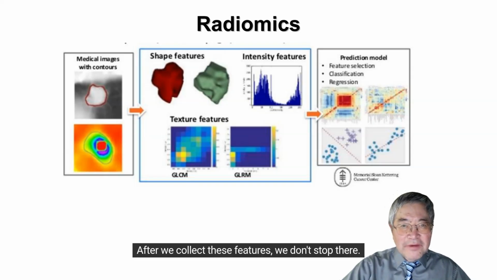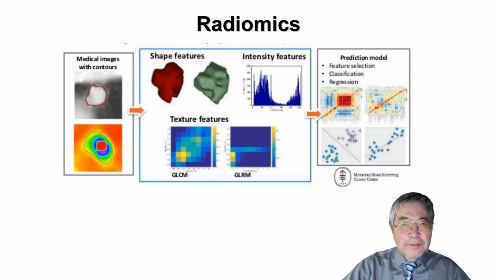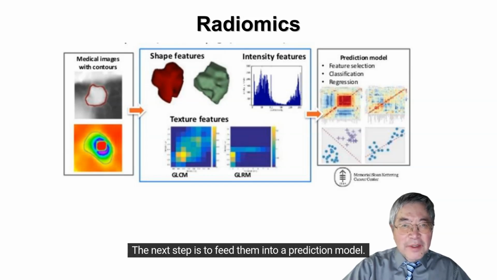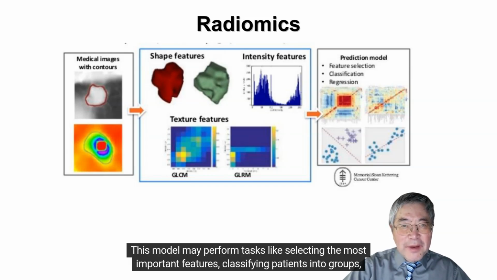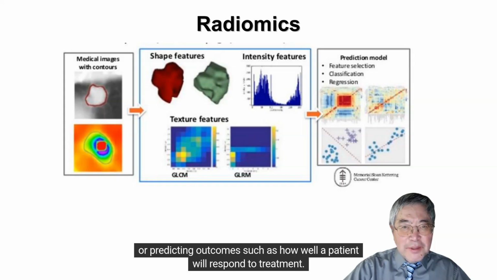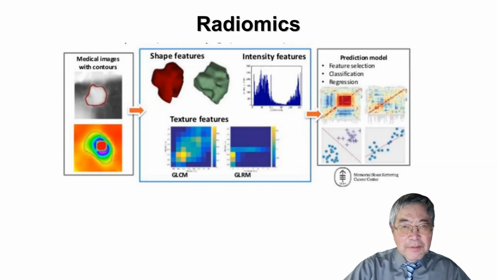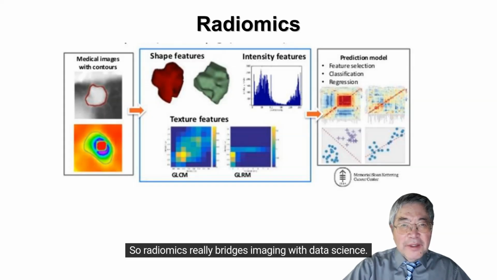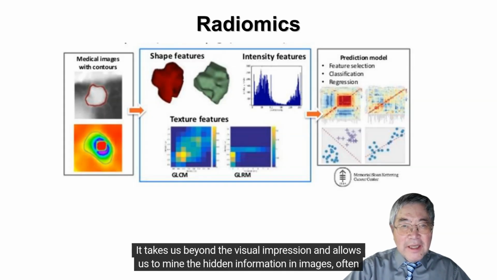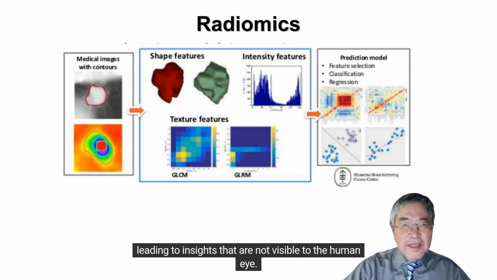After we collect these features, we don't stop there. The next step is to feed them into a prediction model. This model may perform tasks like selecting the most important features, classifying patients into groups, or predicting outcomes such as how well a patient will respond to treatment. So radiomics really bridges imaging with data science. It takes us beyond the visual impression and allows us to mine the hidden information in images, often leading to insights that are not visible to the human eye.